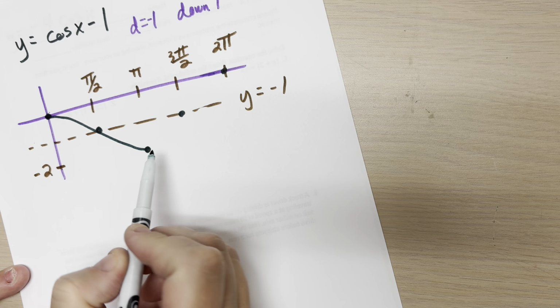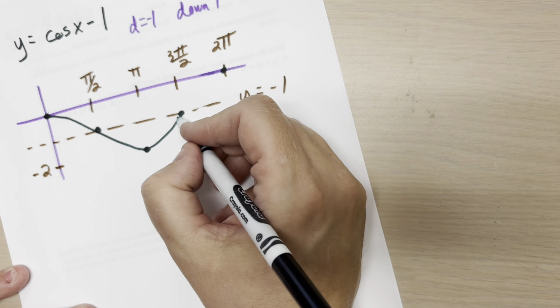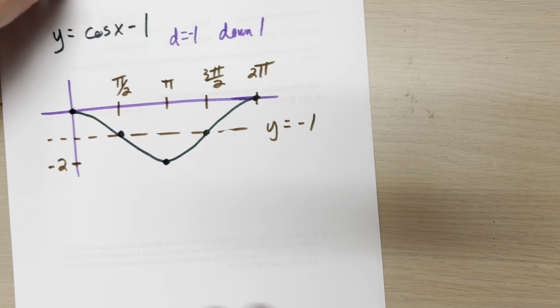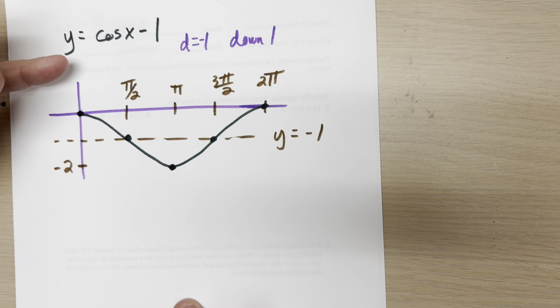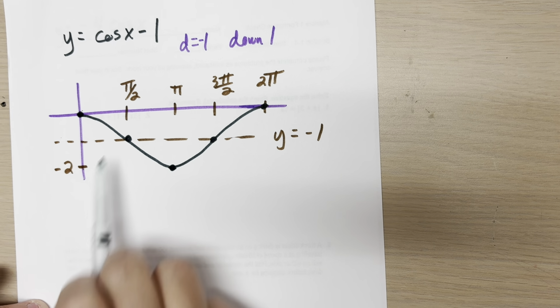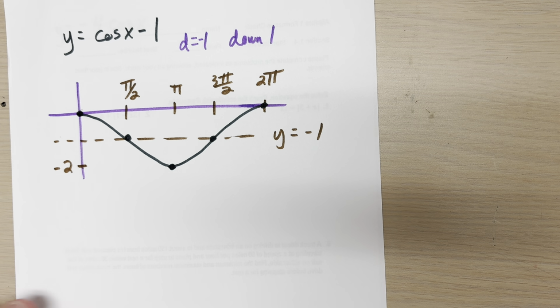So here we go. Oh boy, that is something. So you can see this is a normal cosine graph. I don't know how normal that is, but it's been shifted down 1. All right, that's the easy stuff.